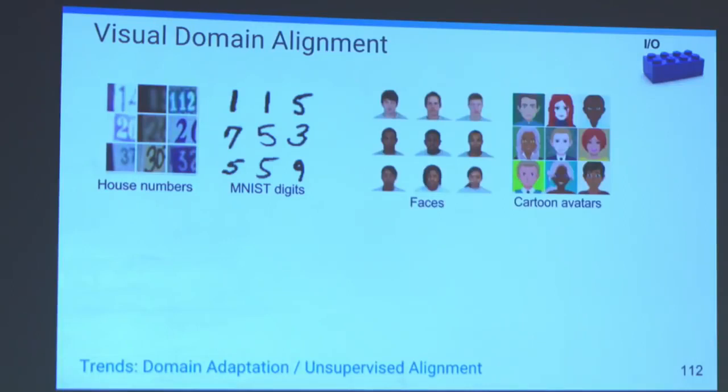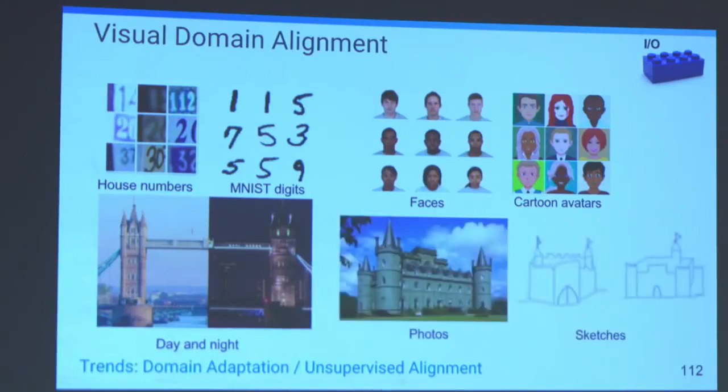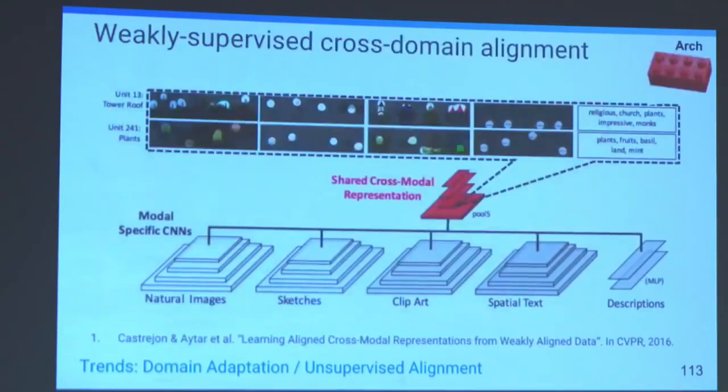Faces, we can think about photos of faces and cartoon avatars, or pictures of the same scene in day and night, or summer and winter, or photographs of buildings and sketches of buildings. To humans, it's very easy to match these things up. There's been work on doing the alignment in a weakly supervised way.